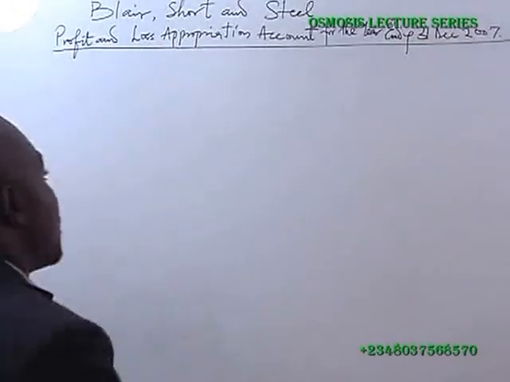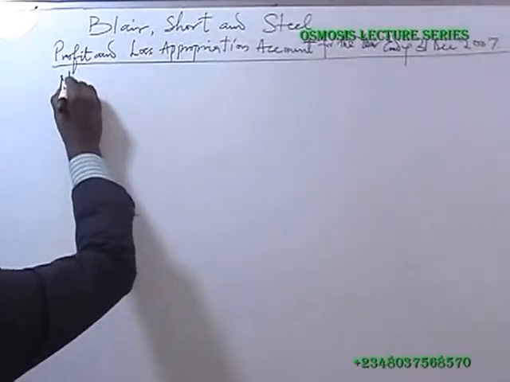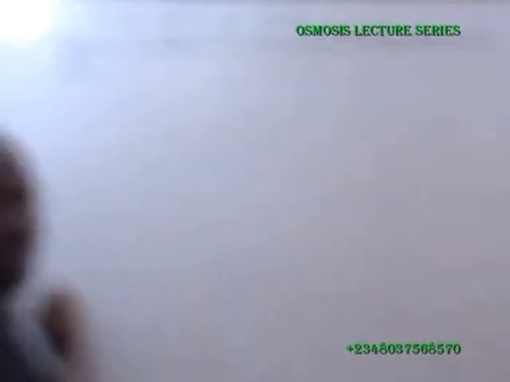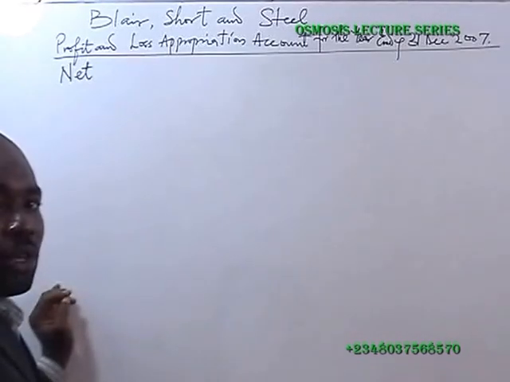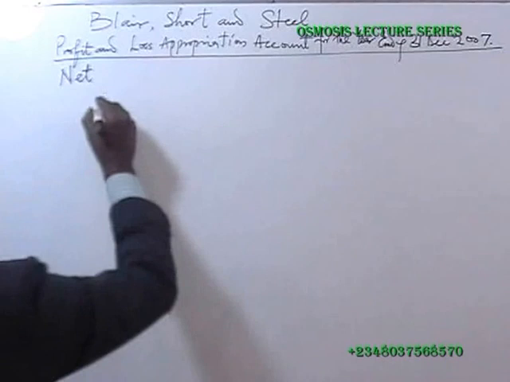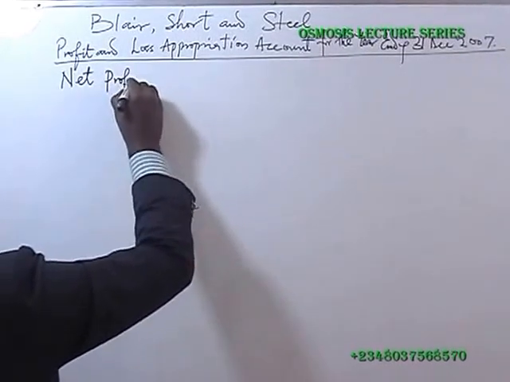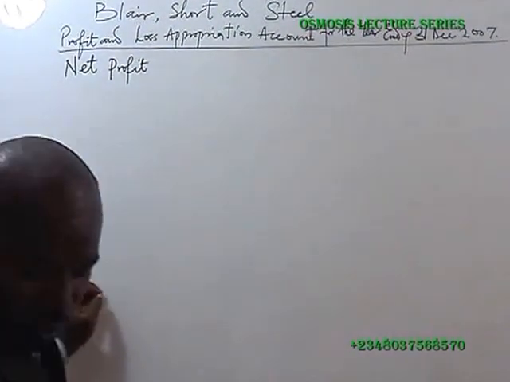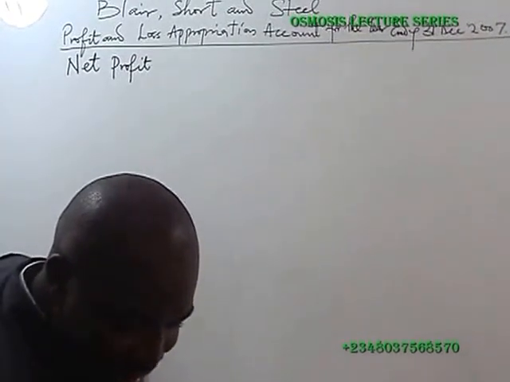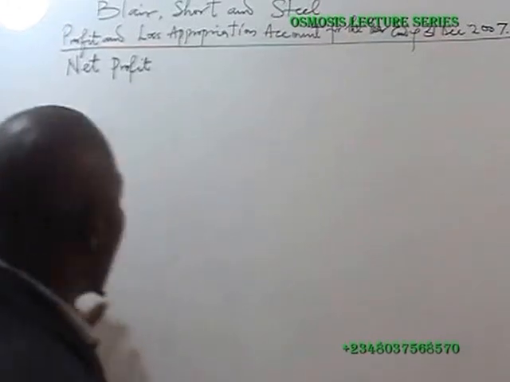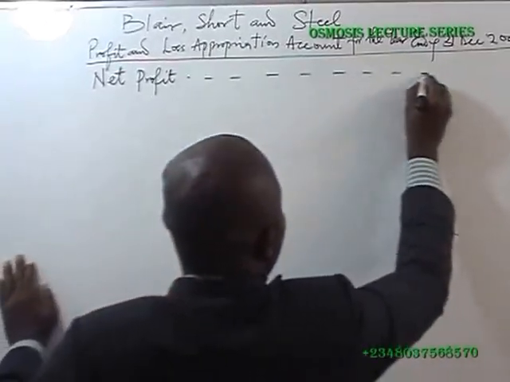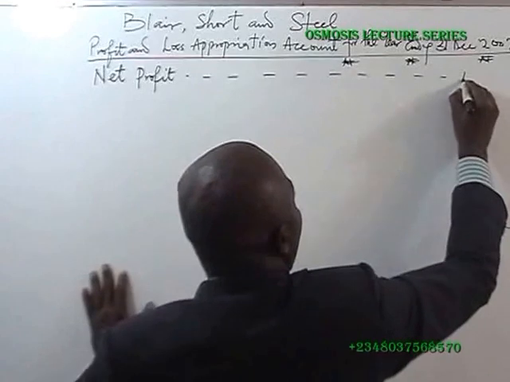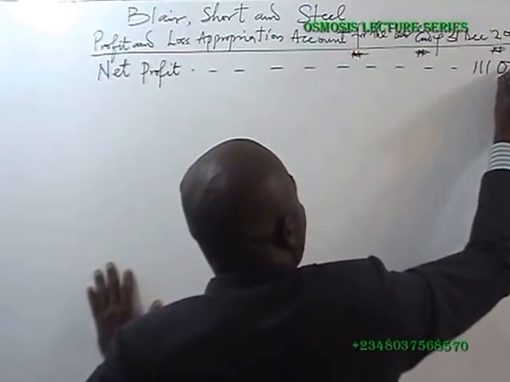The first thing we shall consider here is to take down the net profit. I hope you are following. Draw close so that you can see me and also see the board very well. So net profit, from here we have our net profit as 111,100.